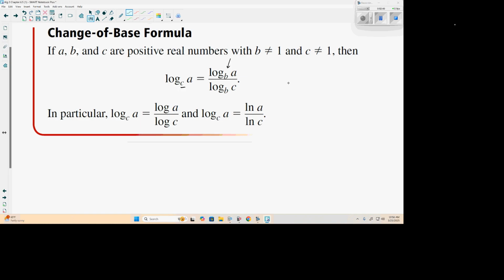So what we can say for our change of base is log base b of a is equal to log of a over log of b. Or in our case, they use c. Log base c of a is equal to log base b of a over log base b of c. We could also do the same thing with natural logs, because all we're doing is changing the base to e. ln of what's inside, or log of what's inside, over log of the base.